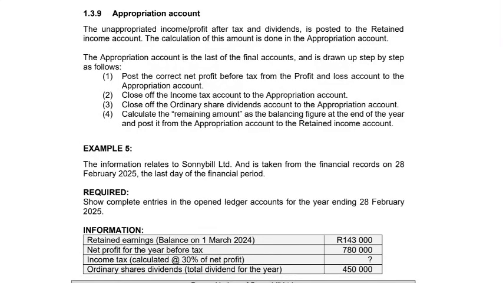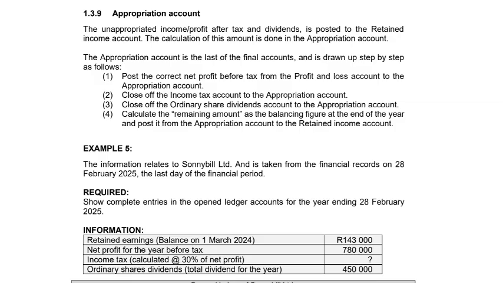1.3.9 Appropriation Account. The unappropriated income or profit after tax and dividends is posted to the retained income account. The calculation of this amount is done in the appropriation account. The appropriation account is the last of the final accounts and is drawn up step by step as follows.